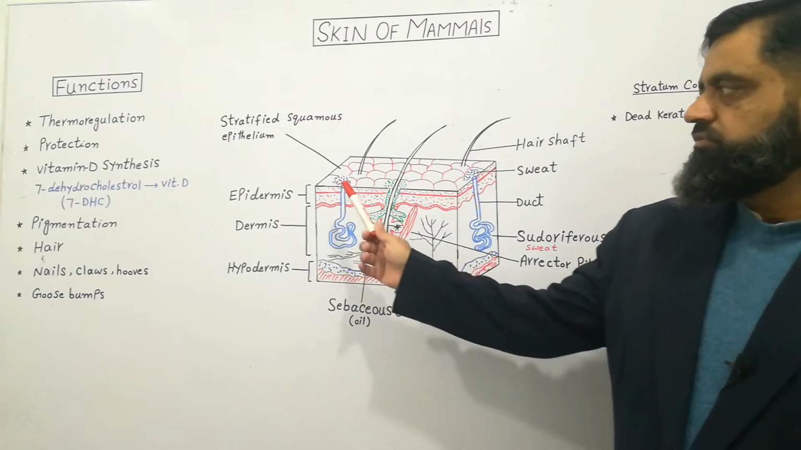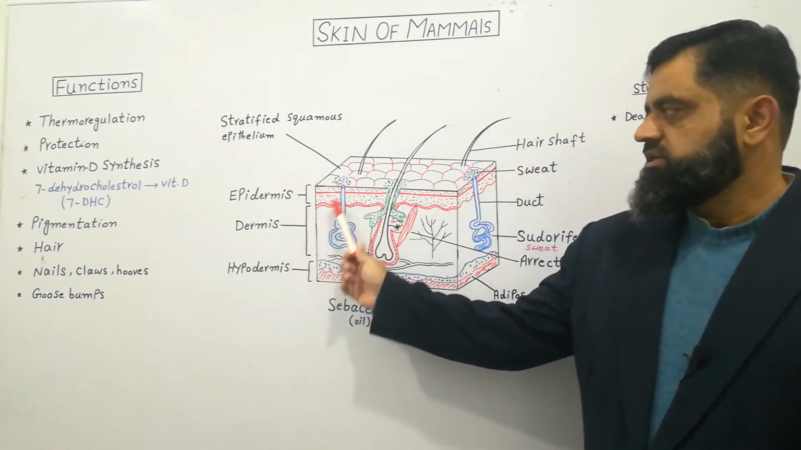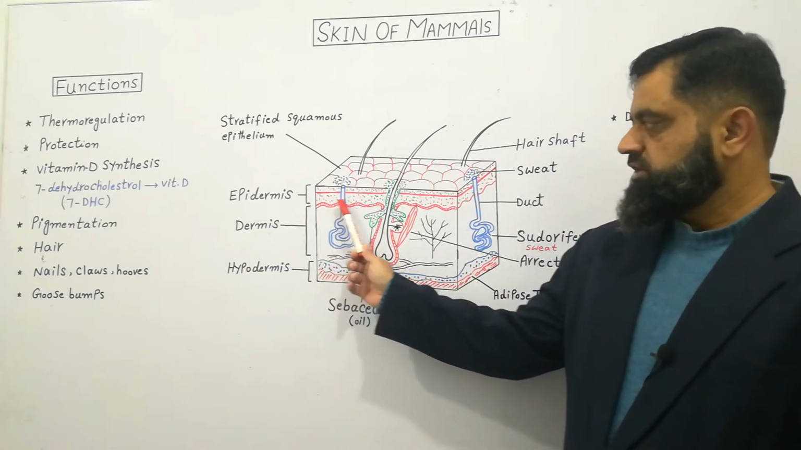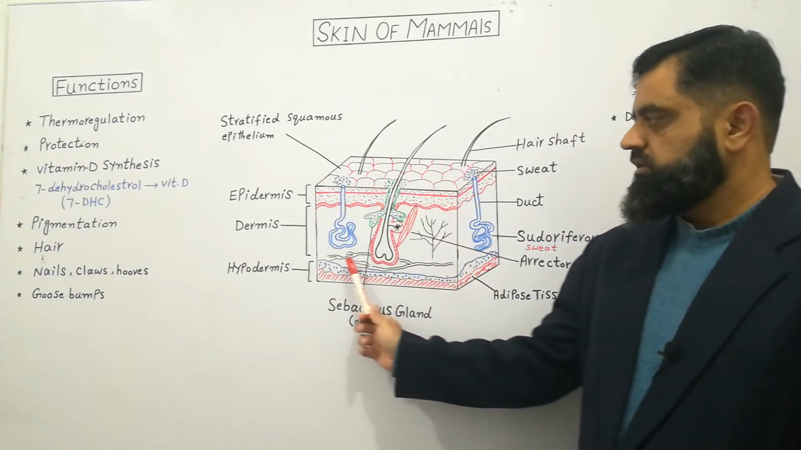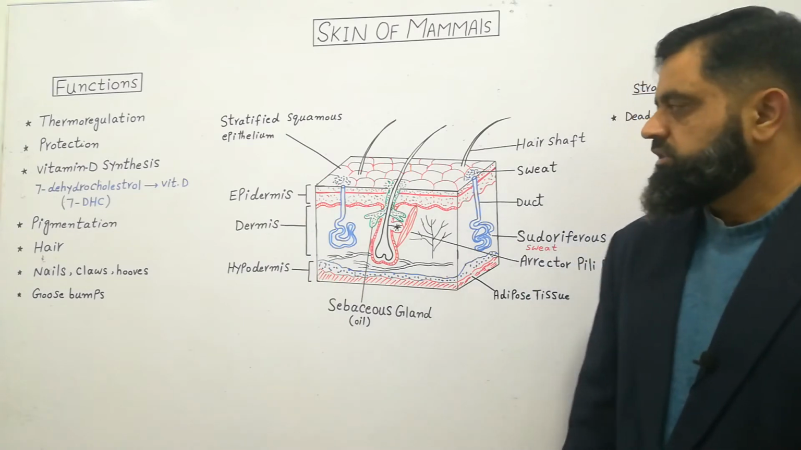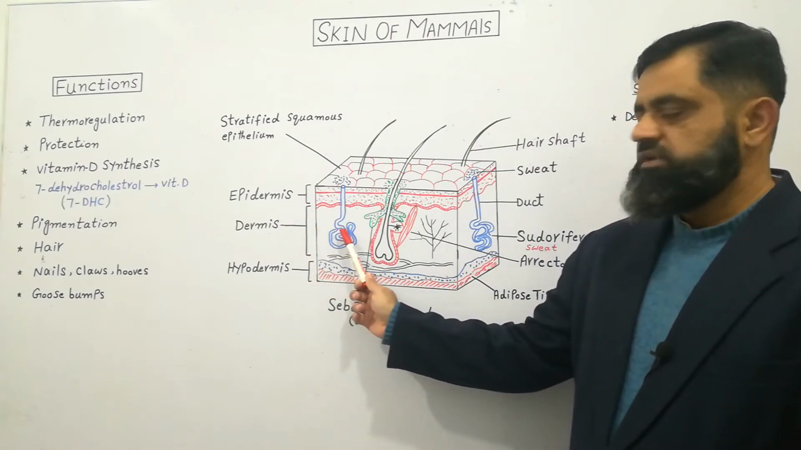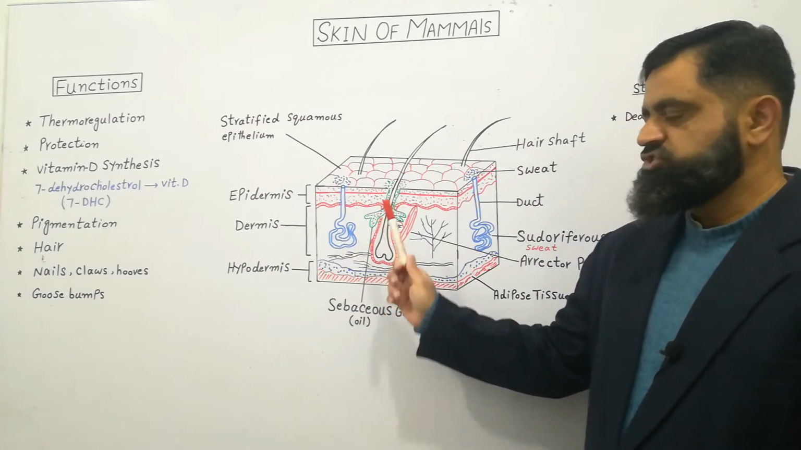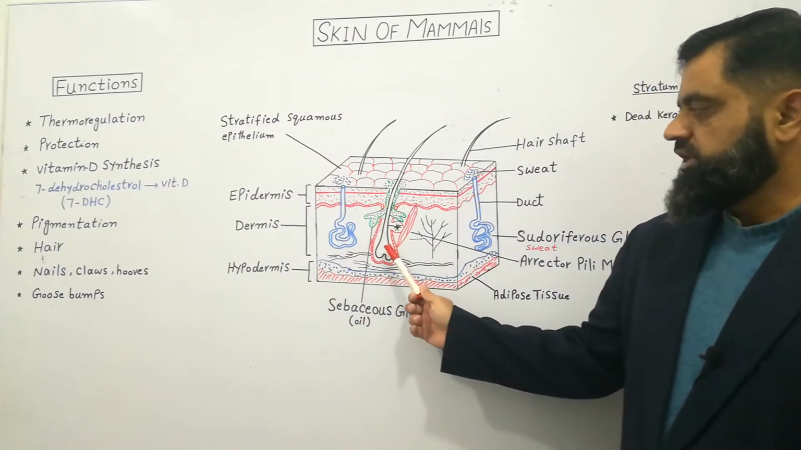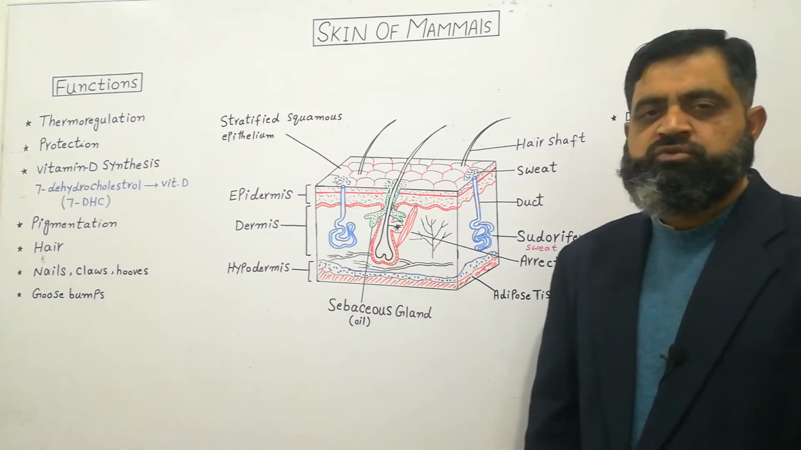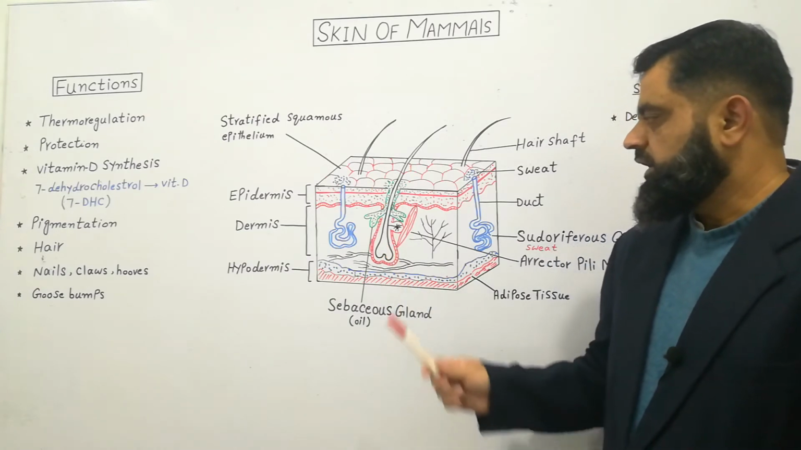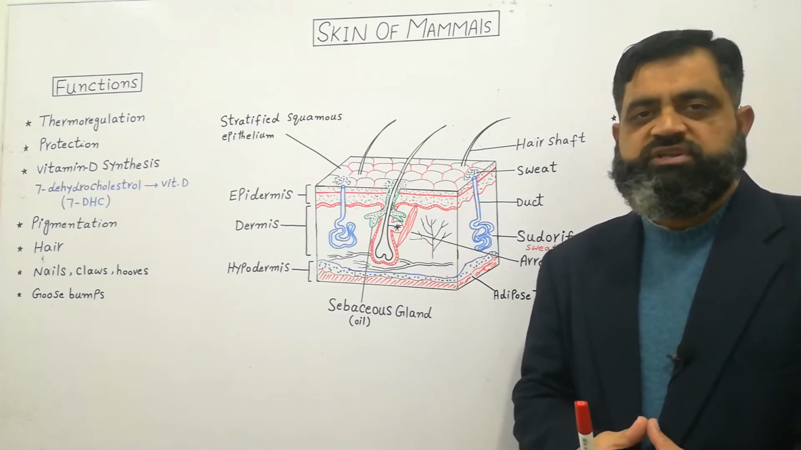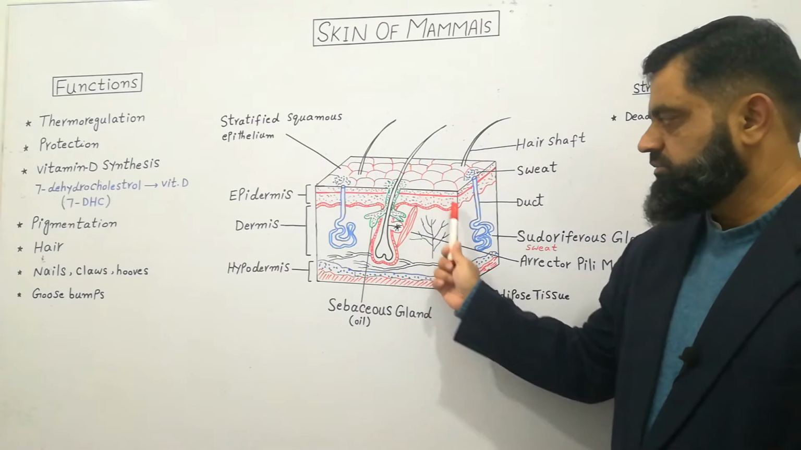The second part of the skin is dermis, which is the middle portion of the skin. This portion, as you can see in the diagram, is the dermis of the skin. This dermis contains different glands like sweat glands and sebaceous glands. It also contains hair follicles through which hair grows. It also contains nerves and neurons and different types of receptors which are located in the dermis region of the skin.